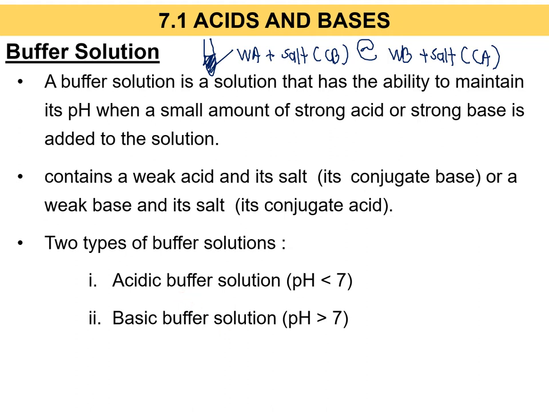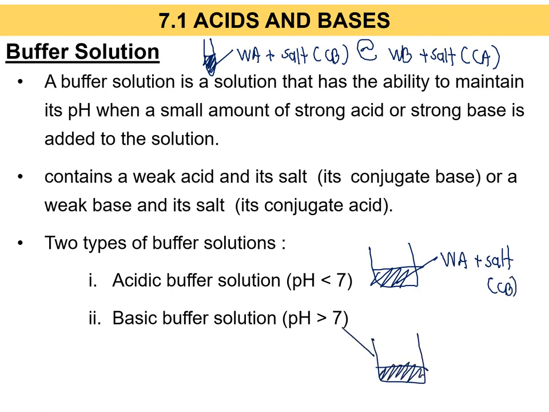Kalau acidic buffer solution, that means di dalam buffer solution tersebut akan ada weak acid dengan dia punya salt, we call it as conjugate base. Ataupun kalau basic buffer solution, this is when the solution contains weak base dengan salt dia, ataupun we call it as conjugate acid, where the pH of the acidic buffer solution will be less than 7 and the pH of the basic buffer solution is more than 7. Okay, so you can ingat balik. Kalau you add a small amount of acid ataupun base into your solution, dia tak akan ubah the pH of sesuatu solution tersebut.